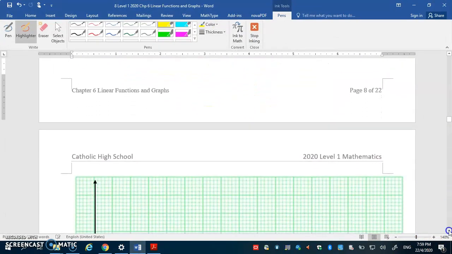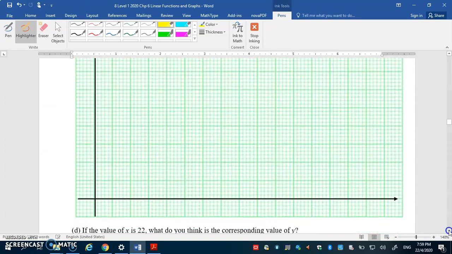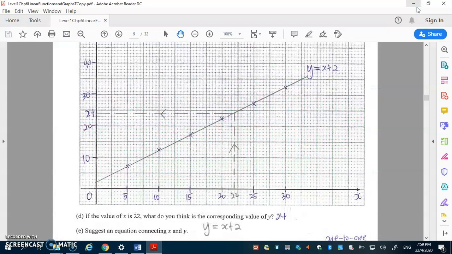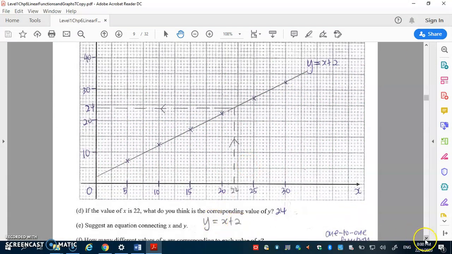Okay, so that's part D, or rather the part on your notes, which is, let me go down, yeah, which is also part D. Okay, and for part E, we already did it. Suggest an equation connecting x and y. We already know it's y equals x plus 2.